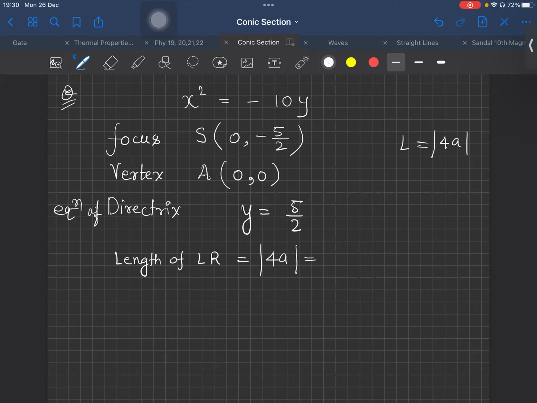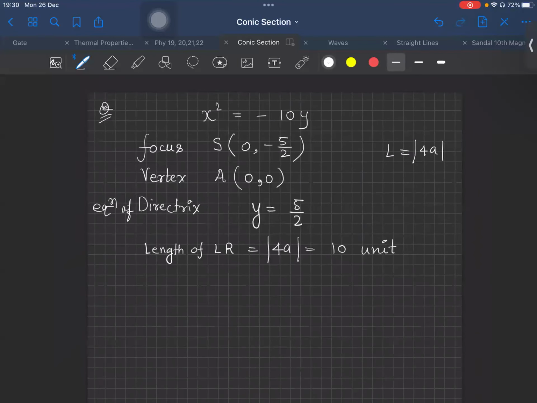Tell me, how much? Yes, sir, it's 10 units. Can anyone draw the parabola with these data? These are the given data. Can you draw the parabola? So let's try to do it.